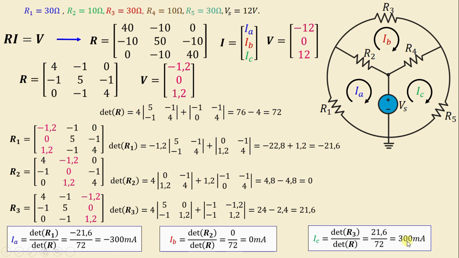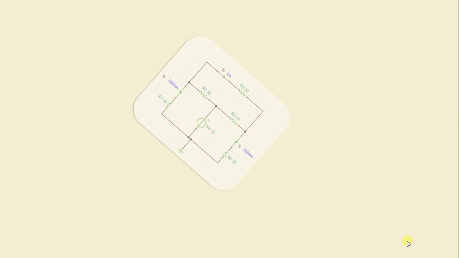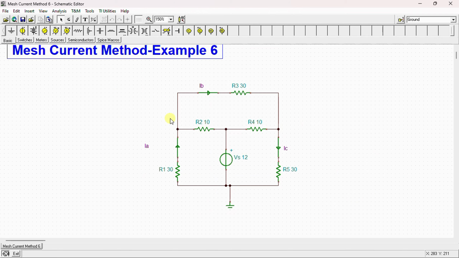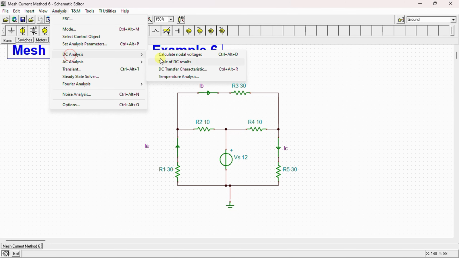After we finish the calculation, we have done a simulation using the SPICE simulator in order to verify our calculation. Let's go to see the circuits in the SPICE simulator. Here is the circuit done by the SPICE simulator. We have here R1 30, R2 10, and we have our voltage source Vs is 12 volts, R5 is 30, R4 10, and R3 30 ohms. We go now to analysis, DC, analysis, calculate nodal voltage.